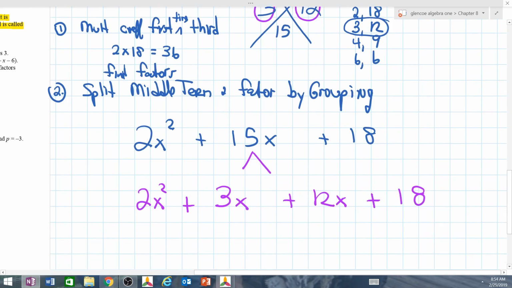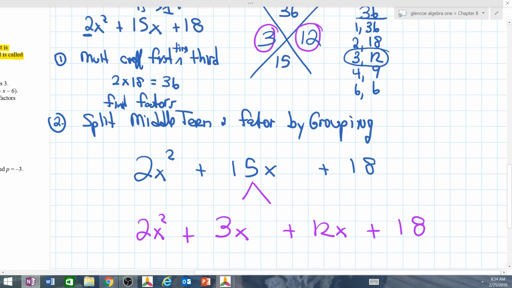Can someone just look at this and tell me, do 3x and 12x, when you add them, give you 15x? Have I changed the value of the original polynomial at all? No, I have not. I know some of you are looking funny at me, so I'm going to step back here.